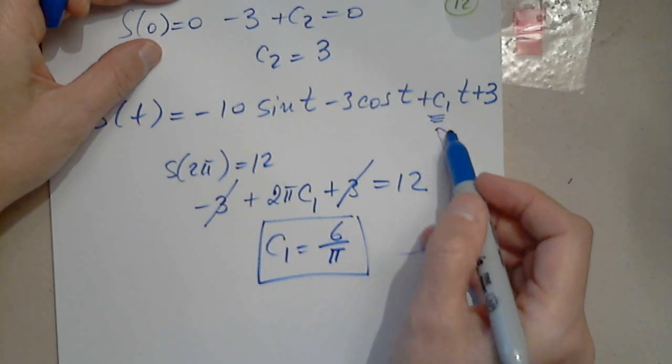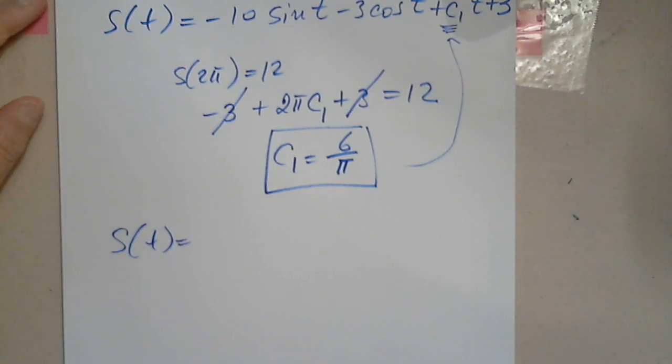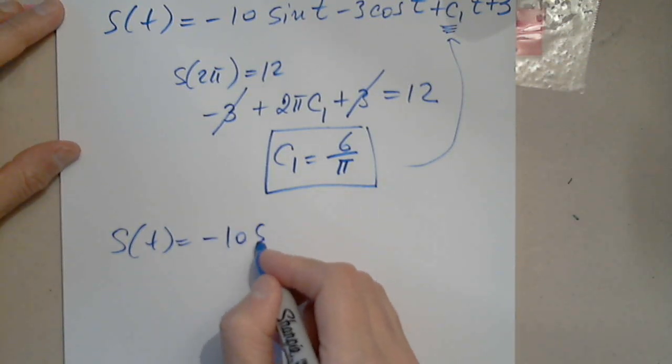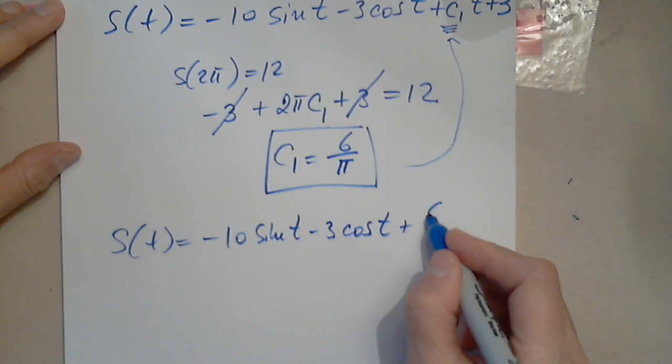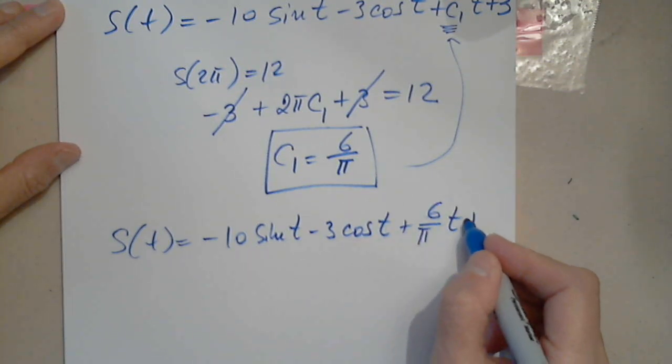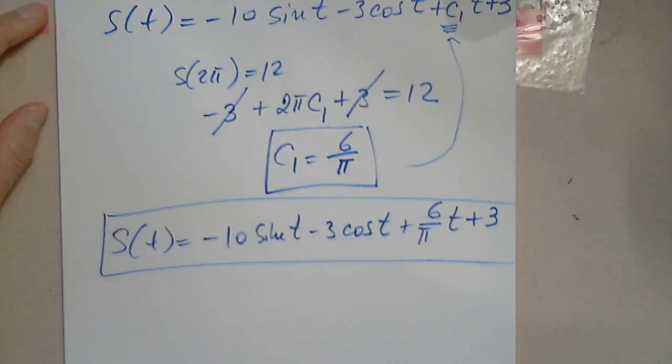And now I'll go back and plug it in. So the unique function that is the distance formula, or distance function, is negative 10 sine t minus 3 cosine t plus 6 over pi t plus 3. Is this okay?